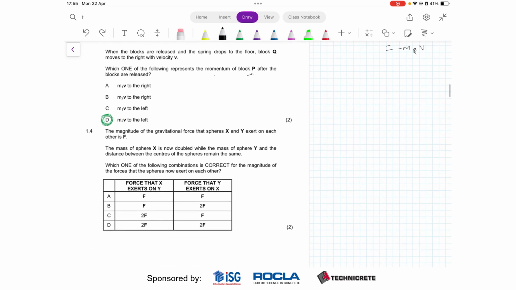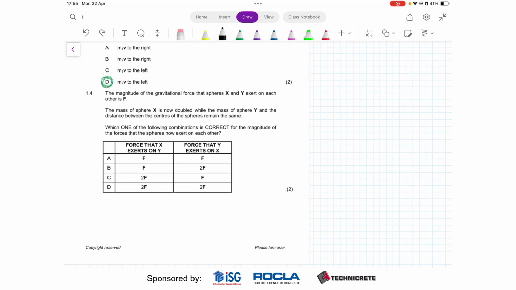Okay, 1.4, the magnitude of the gravitational force that spheres x and y exert on each other is F. The mass of x is now doubled while the mass of y and the distance between the centers of the spheres remain the same. Which one of the following is correct for the magnitude of the forces the spheres now exert on each other? Remember Newton's second law, which tells you that the mass of the object is inversely proportional to the magnitude of the force.